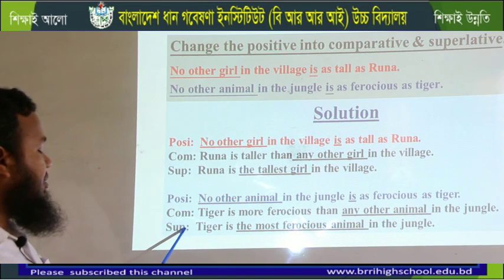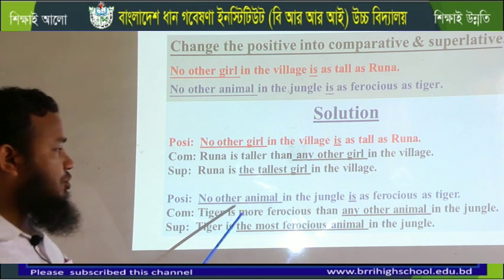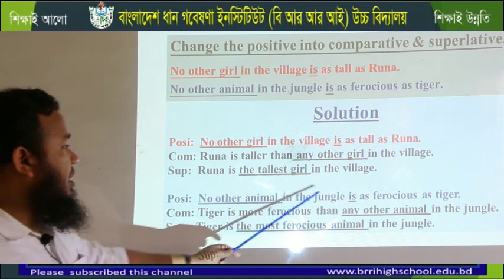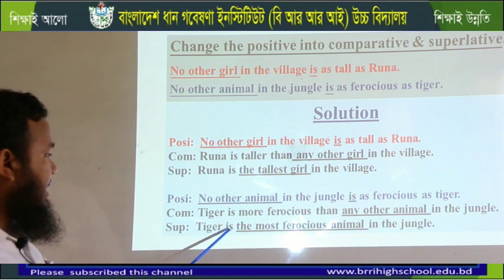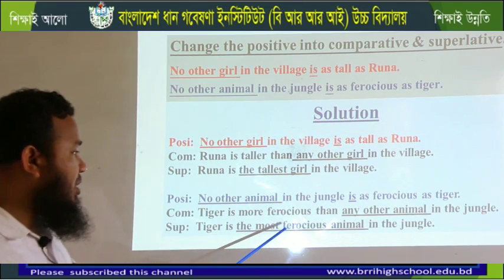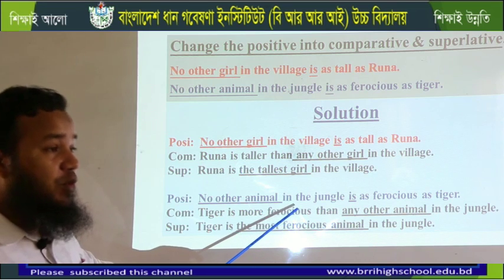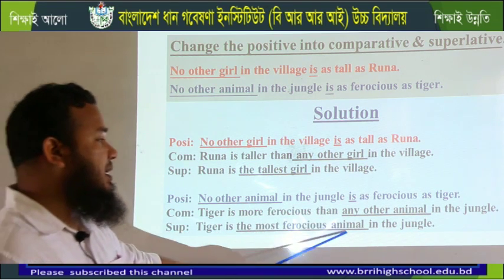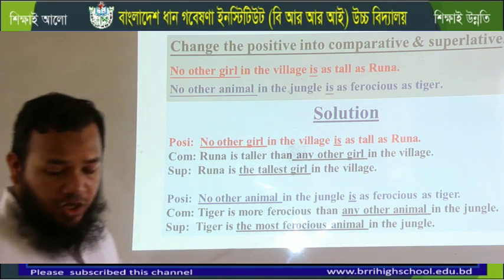And for the superlative degree of this sentence, as we know, first of all we have to use the subject, that is tiger, and the verb of the sentence, is, and the definite article the, and the superlative form of ferocious is most ferocious. We are using most ferocious here, and the other parts of the sentence, that is animal in the jungle.